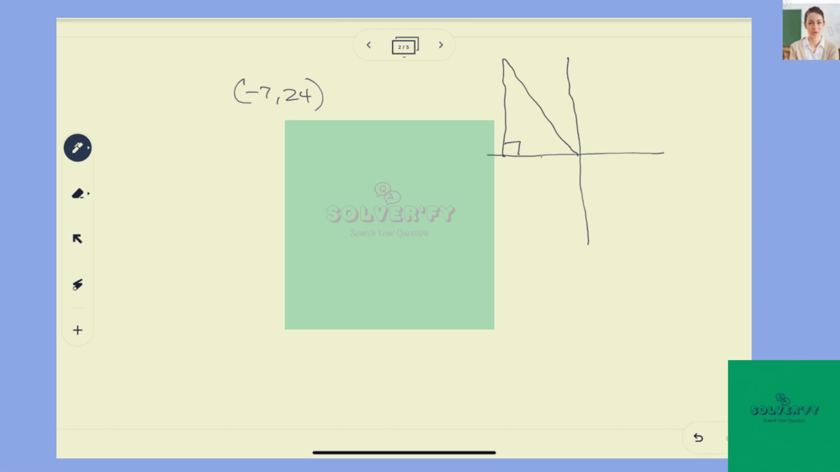I went left 7, so this side measures 7, and up 24 to get to this point up here. I'll just label that negative 7, 24. And this is giving me angle X. Now I want to find the 6 trig functions for X. So I want sine, cosine, tangent, and their reciprocals: cosecant, secant, and cotangent.